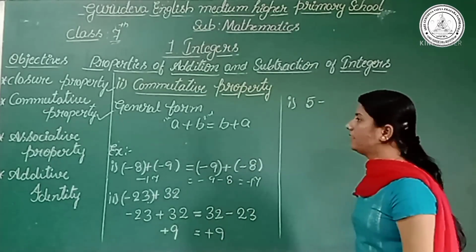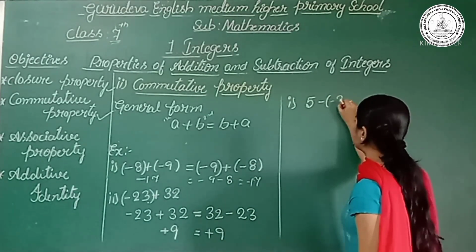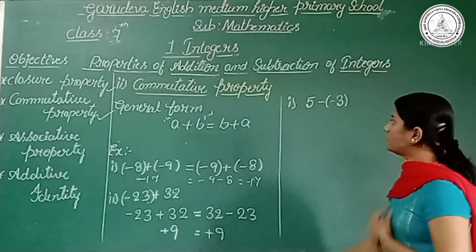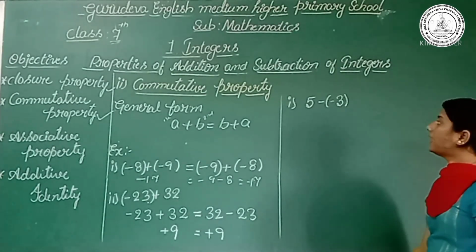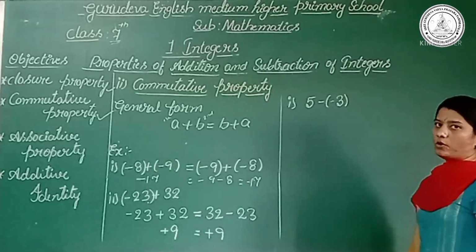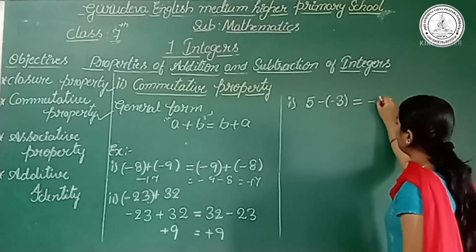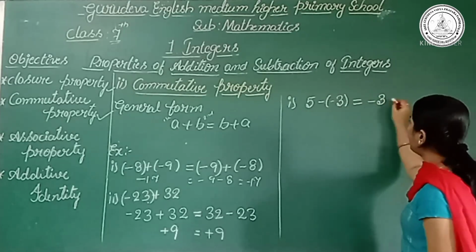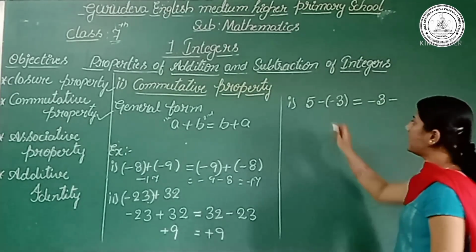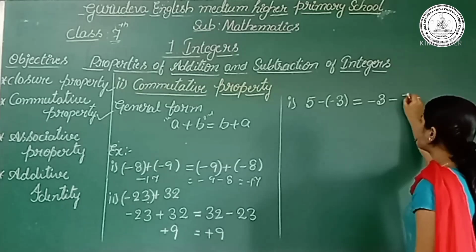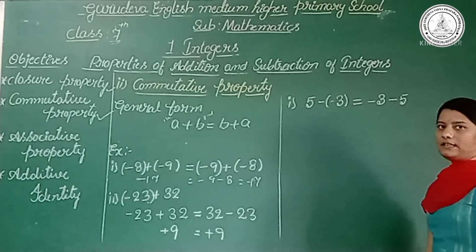So 5 minus of minus 3. Here 5 is in the first order and 3 is in the second order. Let's see here, I will change the order. Minus 3 I will take as the first order and write the subtraction symbol as it is, and 5 I will take as the second order.